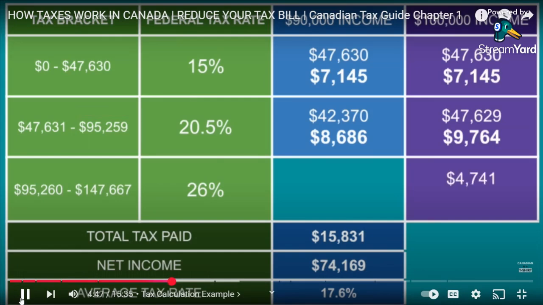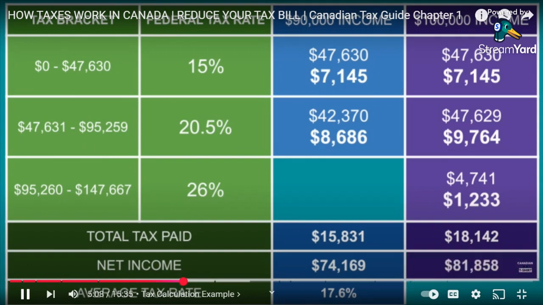But we still have $4,741 remaining. So this money goes into the third tax bracket, which will be taxed at a rate of 26%. So we will pay $1,233 in this tax bracket. This gives us a total federal tax amount of $18,142 and a net income of $81,858 and an average tax rate of 18.1%.